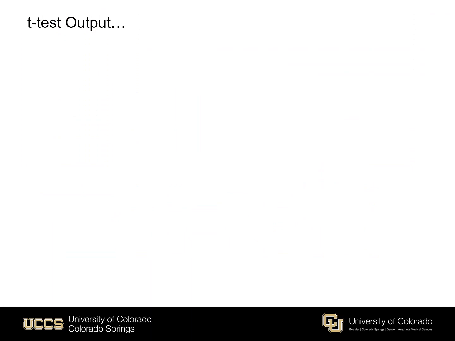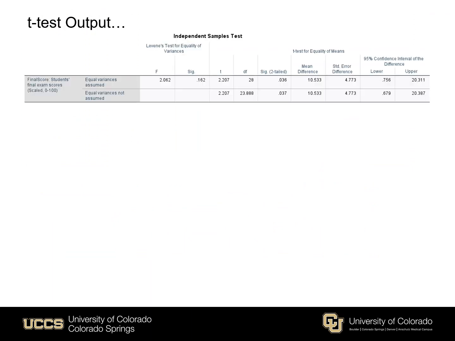Let's look at the t-test output. I've grabbed the primary independent samples t-test table and put it here on the slide. I'm going to bring your attention to the estimate of the t-statistic, 2.207, and the statistical significance of that test. So that's saying there that the p-value is 0.036, which is statistically significant.